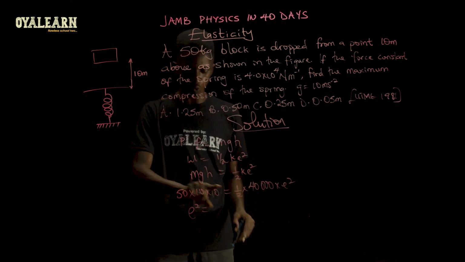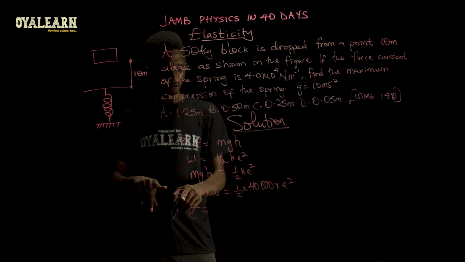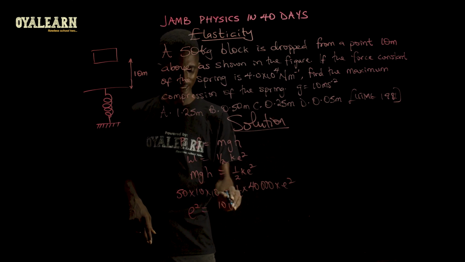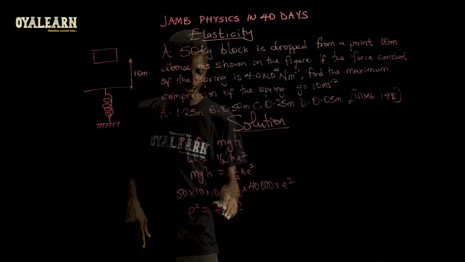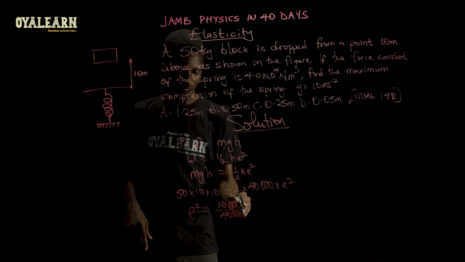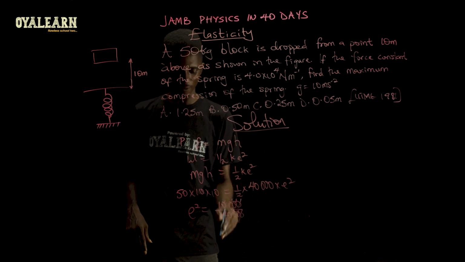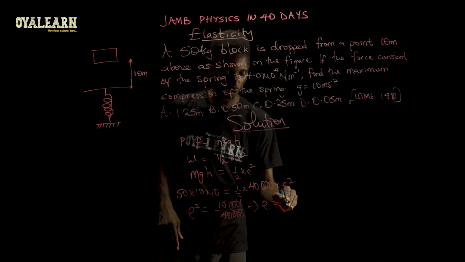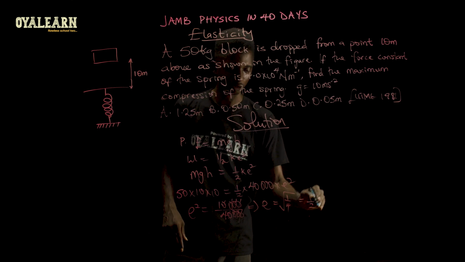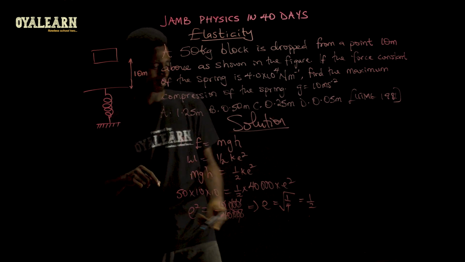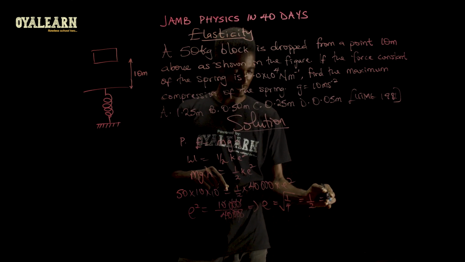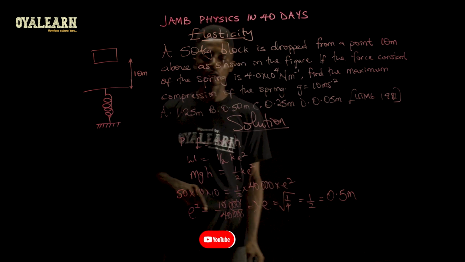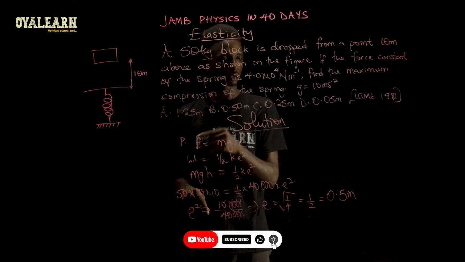So let's make e squared the subject. E squared therefore becomes 2 multiplied by all of this, and 50 times 10 is 500, times 10, that's 5,000. 5,000 times 2 we have 10,000, all divided by 40,000. So we see that this cancels out, we have 1 over 4. So what this implies is that e is the square root of 1 over 4, and this will give us 1 over 2. So all the options provided are in decimal, so let's bring this to decimal. This will therefore be 0.5, and extension is measured in meters. So the correct option in this case is therefore option B.